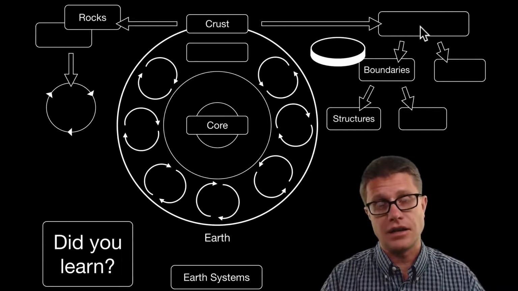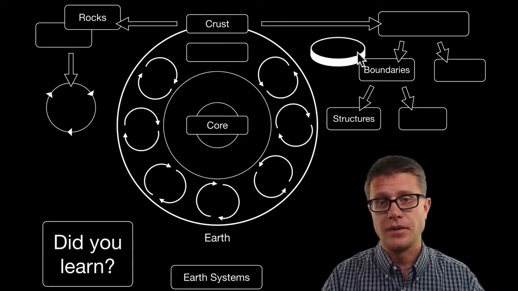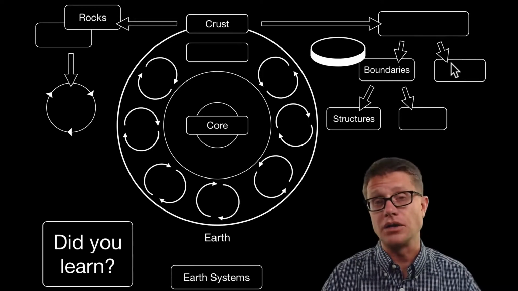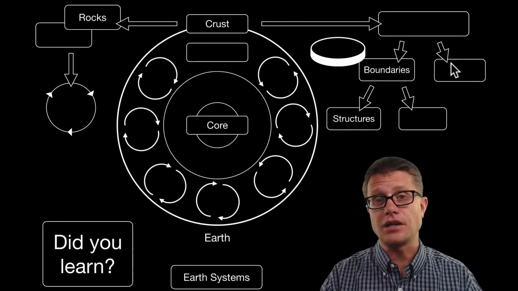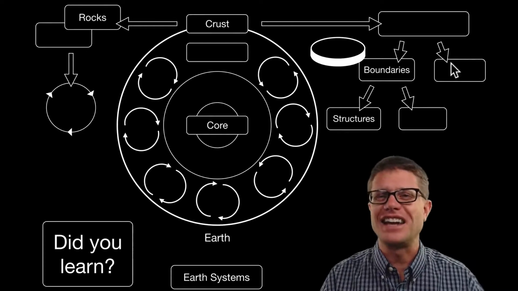We call that plate tectonics. An example would be the Ring of Fire, where we have boundaries. We can build up structures like volcanoes, mid-oceanic ridges, but we can also have natural hazards. And then remember, not along boundaries, but just within the plate, we can have hotspots. So I hope you learned all of that, and I hope that was helpful.